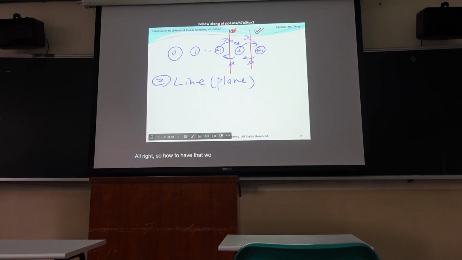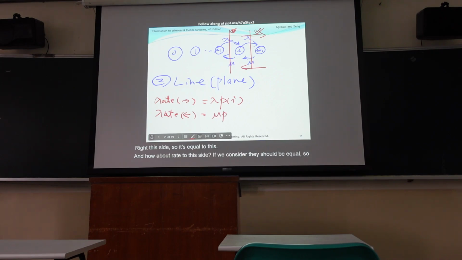So if we have a line, that line will have a rate to the right hand side and a rate to the left hand side. So here, the rate on this side is equal to this. And how about the rate on this side? If we consider they should be equal, so we have this one. And finally, the balance equation should be this.